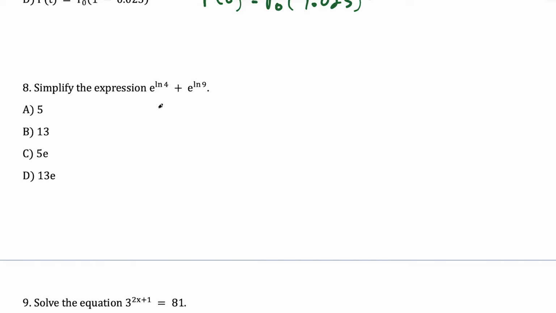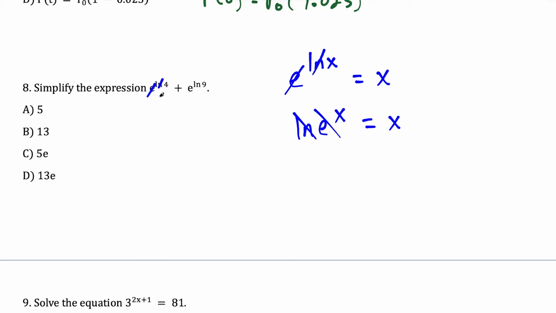Question 8, we need to simplify this expression. And it's very important to know this property here. When we have e to the natural log x power, e and natural log are opposites and they cancel out. So e to the natural log x is just equal to x. And we could also say that natural log of e to the x is equal to x because once again, natural log and e are opposites and they just cancel each other out. So we could use that idea to answer this question here.